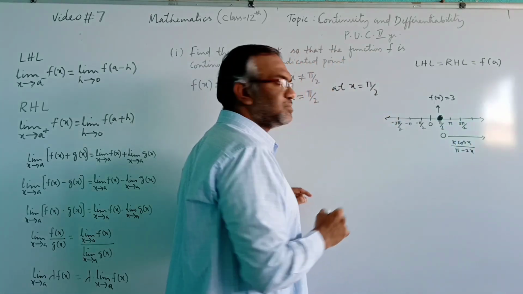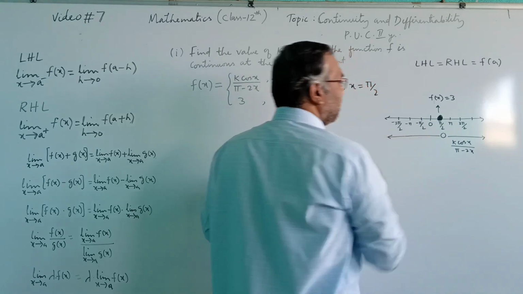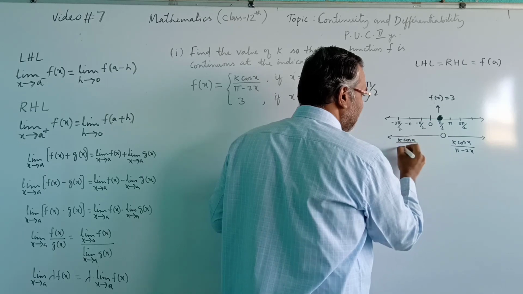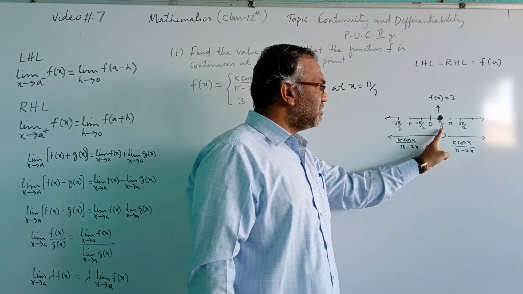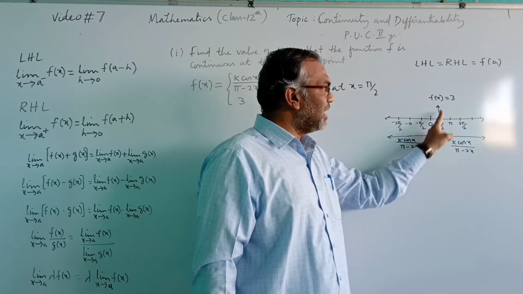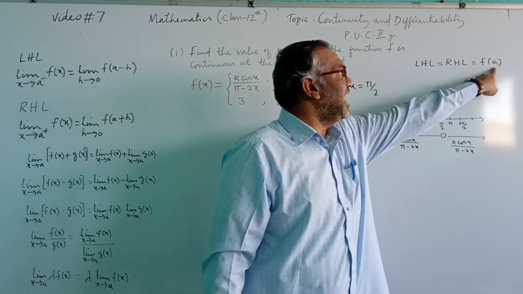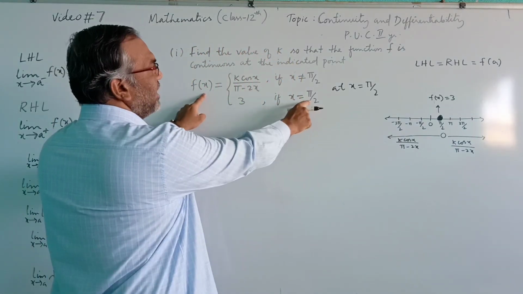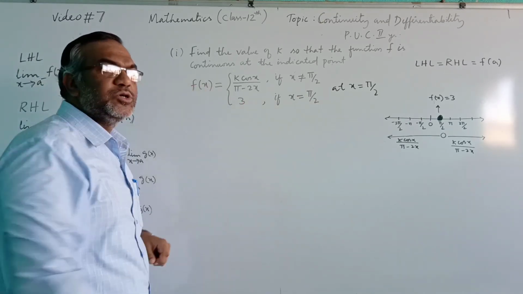This is the function. Also here on the left, the function is k cos x divided by pi minus 2x, for values other than pi by 2. And for the value pi by 2, f of x is equal to 3. That means f of pi by 2 is given. In place of x, if we put pi by 2, f of pi by 2 is equal to 3.